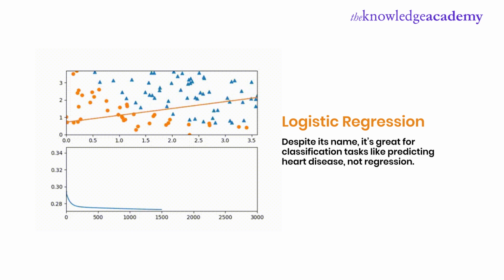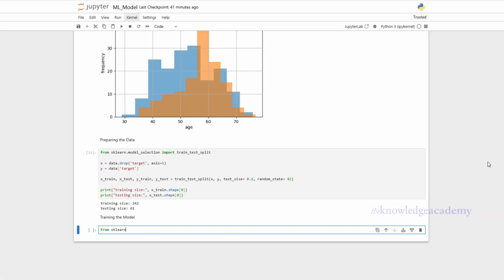Despite the name, logistic regression isn't actually used for regression tasks. It's one of the simplest and most effective algorithms for classification problems like ours. To use it, we'll first import LogisticRegression from scikit-learn's linear model module.